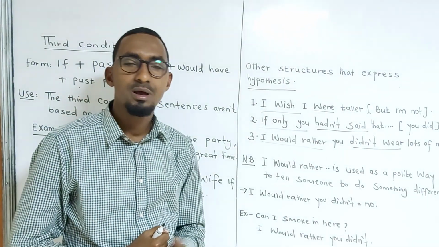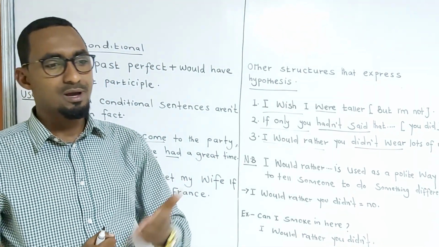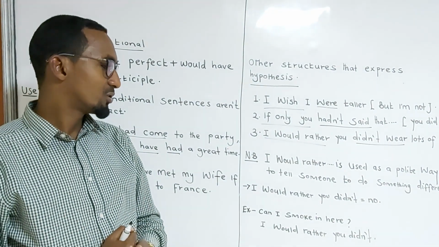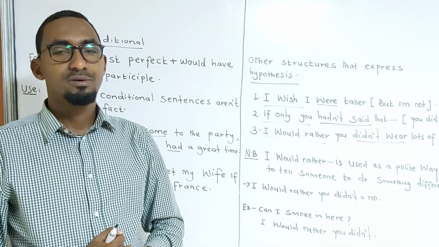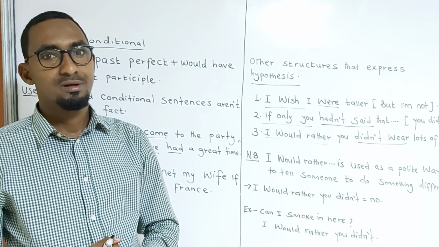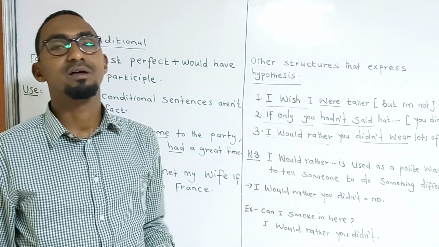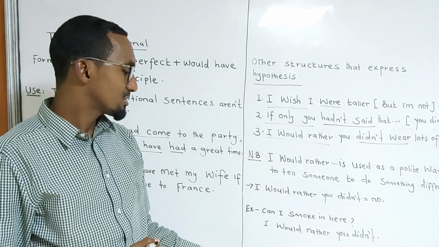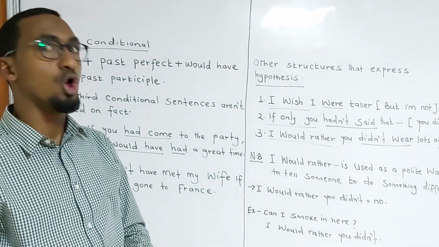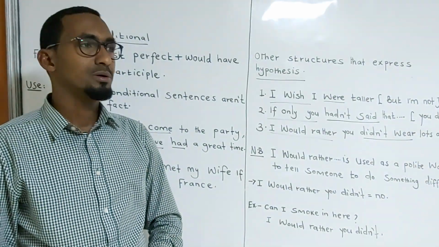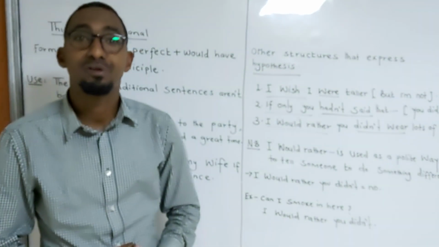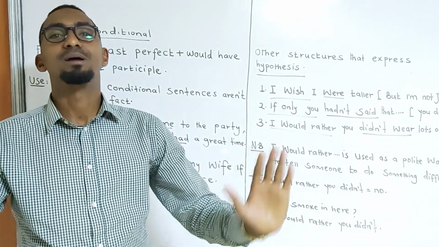Someone might tell you, can I smoke in here? Remember, it is not allowed for people to smoke in certain areas like hospitals, schools, and many other institutions. So someone might ask you, can I smoke in here? Then no. Instead of saying no, you should be polite. You should say, I would rather you didn't. I would rather you didn't means no in a polite way.